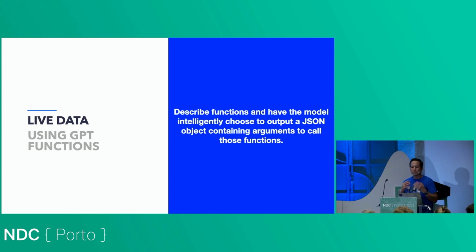So we can describe functions that are available to our model, to our app, and have the model intelligently choose to output a JSON object containing arguments to call those functions. So this is how GPT works. The key thing to know is it's not like the Hollywood principle, don't call us, we'll call you. It's more like, don't call us, we won't call you, but we'll tell you who to call. So it will give you a JSON object, and then you have to interpret that and call whatever it is. And then you take that output, and you pass it back in.